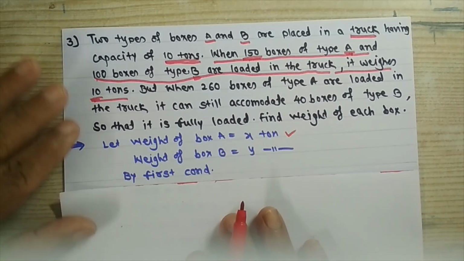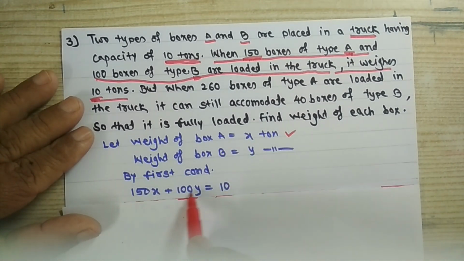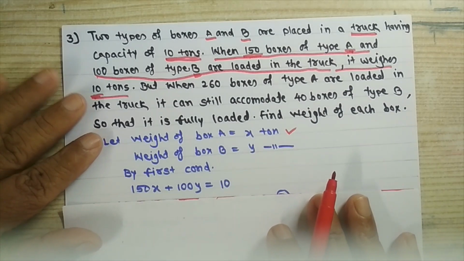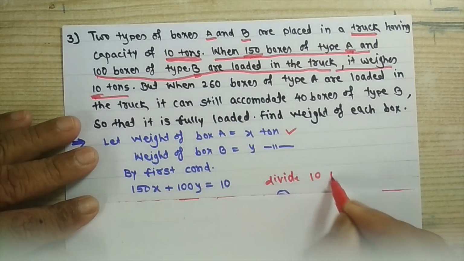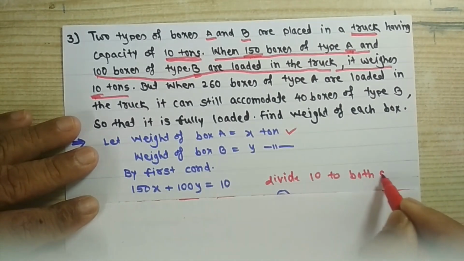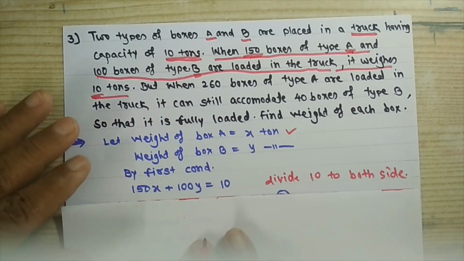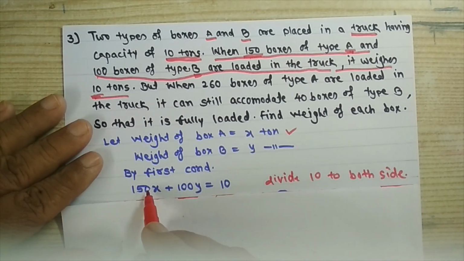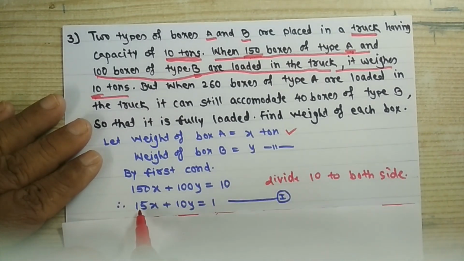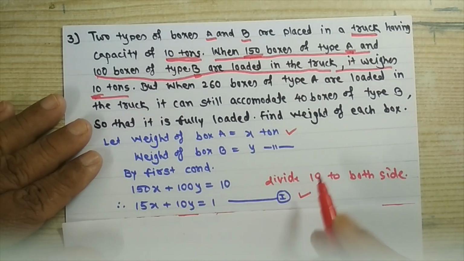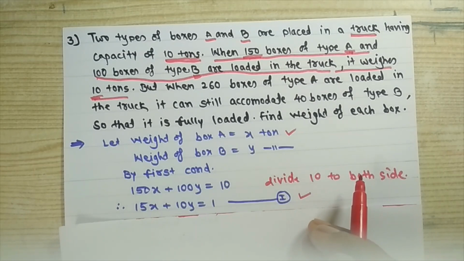By the first condition we got here 150x plus 100y, because we have to place both the boxes in that truck, therefore the addition process is there, is equal to 10 tons. In this case we have to reduce this equation, that means divide by 10 on both sides. When we divide, the 0 is cancelled. Finally that equation becomes 15x plus 10y is equal to 1. This is the reduced form of that equation.